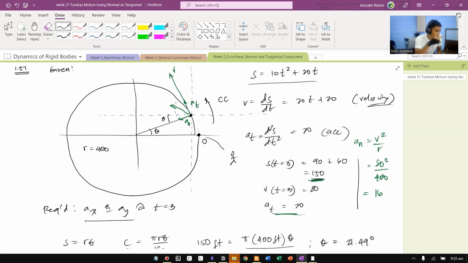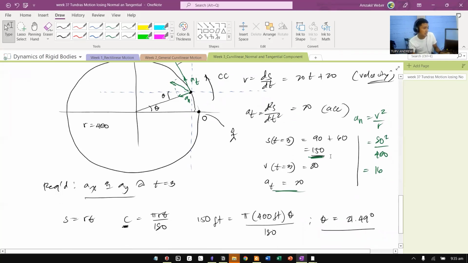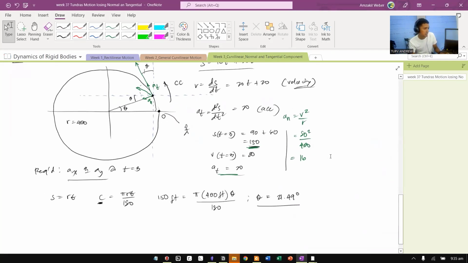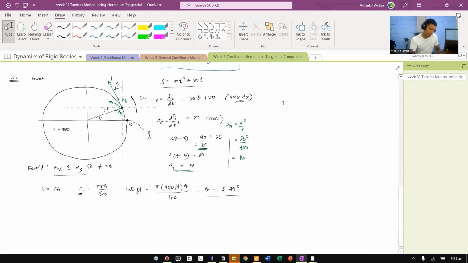We have the vector, the arrow AN, and it relates back to the same angle theta. So we can use theta to get the x and y components. What about AT? Since AT is perpendicular to AN, this one is also theta. So we have the sense of direction for AT and AN, and we have the magnitudes of both, so we can solve for AX and AY.